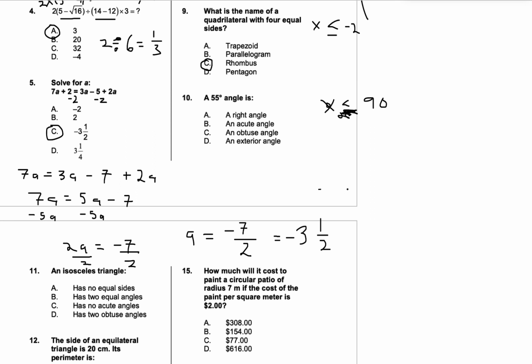Exterior angle would be something if we had an angle like this. This would be an inner angle. This would be the exterior angle. So the right answer should be, and then we all know what a right angle is, right? A right angle is just what would be here. So a right angle is strictly equal to 90. So the correct answer should be B.